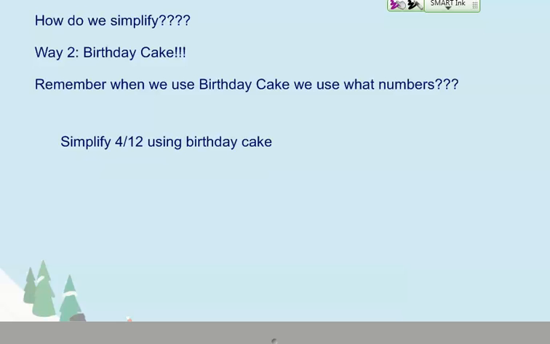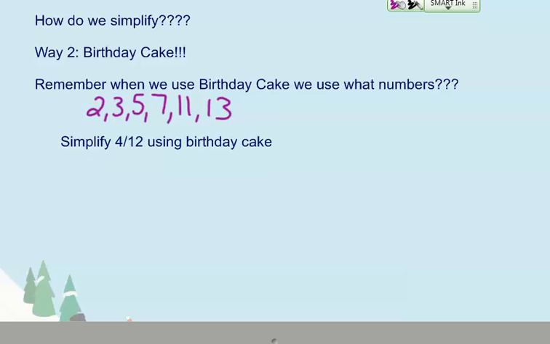Okay, the other way we're going to do it is with birthday cake because we can't always build with our pieces. So remember when you use birthday cake, what numbers do we use? What's the first one? 2, yeah. Then 3. Then 5. Then 7. Then 11. Then 13. Great. So we're going to do the same problem, 4/12, and simplify it using birthday cake.